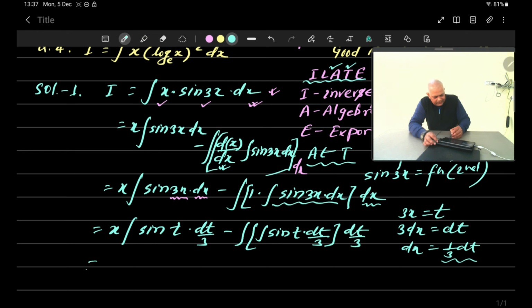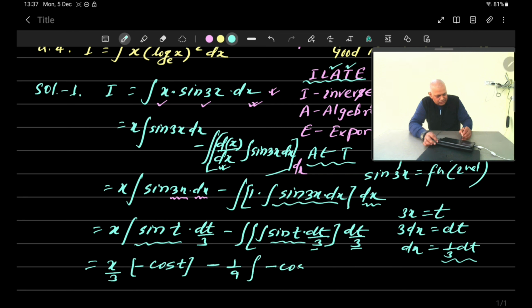Okay, so my dear friends, now you can write here x, and the 1 by 3 will come out of the integration, and the integration of sine t into dt is nothing but negative of cos t. Okay, negative sign. This is 1 by 3, 1 by 3, so you know 1 by 9 here. And once again, the integration of sine t into dt is nothing but minus of cos t times dt.